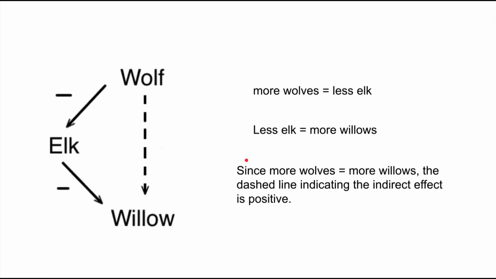Let's take a look at why that would be. So here's our wolf, elk, and willow, okay? Just what I had before. Now let's think about this. If there's more wolves, there's less elk. And if there's less elk, that means there's going to be more willows. Because if more of these means less of these, then less of these means more of these. So what that means then is, since more wolves means more willows, we're going to give it a positive.